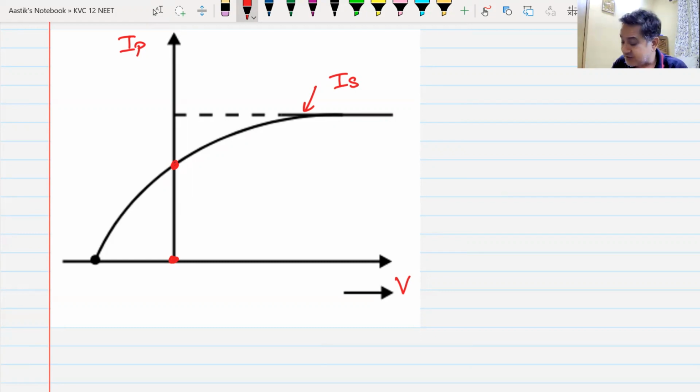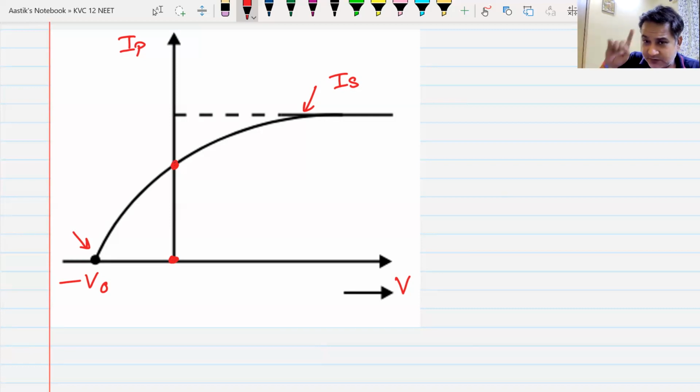Then if I make the potential negative, at some point the photoelectric current will stop. What is this voltage known as? Stopping potential. This is the graph that we explained in the previous class and also in this class. I'll give you 2 minutes to draw this. You understand the marking of this graph, yes or no?